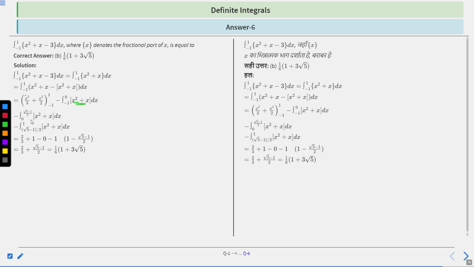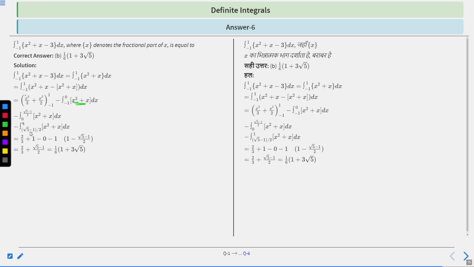the integral from 0 to root 5 minus 1 by 2 of x square plus x, and from x equal to root 5 minus 1 by 2 to 1, the greatest integer function of x square plus x will give the answer as 1, right? You have to remember this, or you have to see. This is basically the observation, right? From this limit to this limit, the greatest integer function of x square plus x will give the answer as 1. Clear? Therefore, we have set an interval from which the value of the integer is changing.